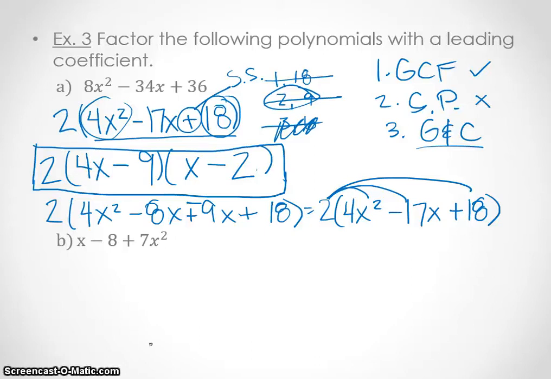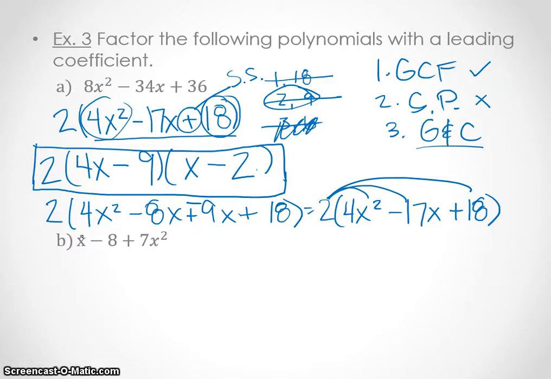Okie dokie, welcome back. Let's take a look at example 3, letter B, which is x minus 8 plus 7x squared. If you notice, right off the bat, this one is kind of different than all the other ones, and the reason for that is it's not in standard form. So what I would absolutely suggest that you do, if you come across a weird looking one like this, is put it in standard form first, because otherwise doing all these up here is going to be a little more challenging than you would like, okay?